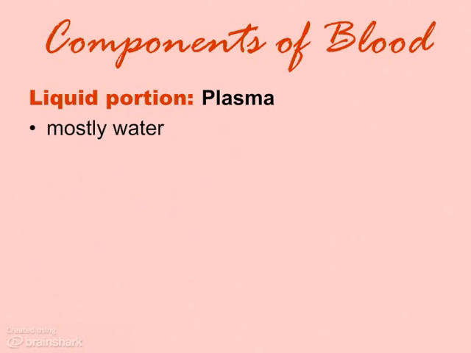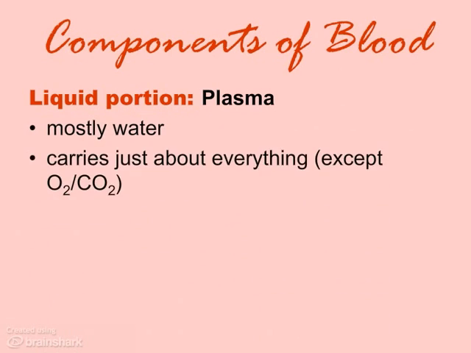Okay, the components of blood can be thought of in two categories. There's the liquid portion of blood, which is plasma. It is mostly water, but it's very important. It's this material that's actually carrying everything. It is even going to carry the oxygen to some degree.